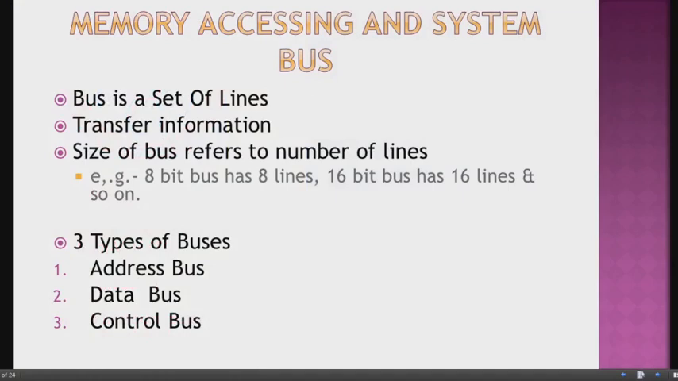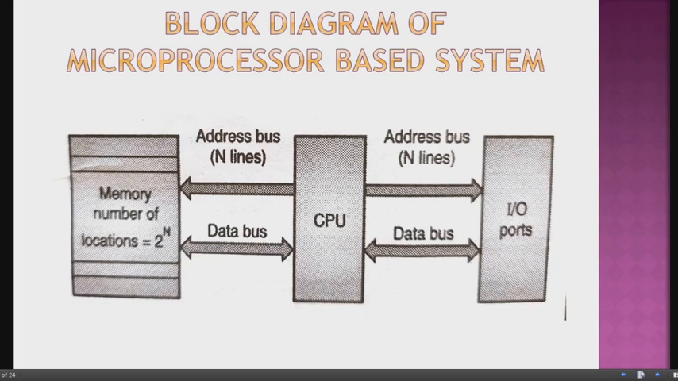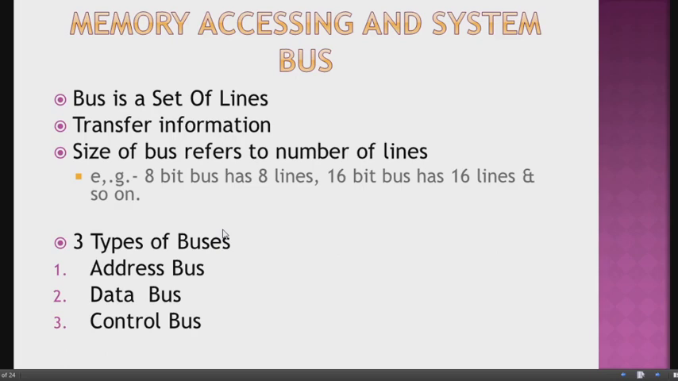In our previous session we studied the block diagram of a microprocessor based system, and there we saw that the CPU, IO ports and memory are connected with the help of the system bus, that is, through the address bus, data bus and control bus. So today we are going to study this system bus in detail.